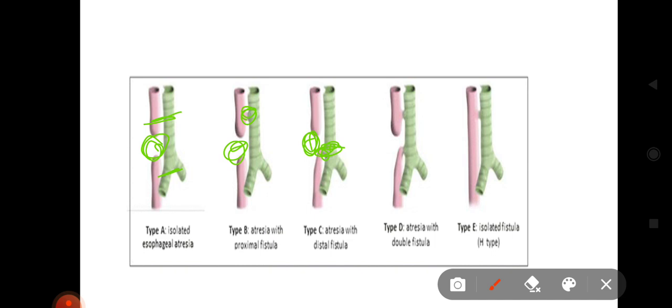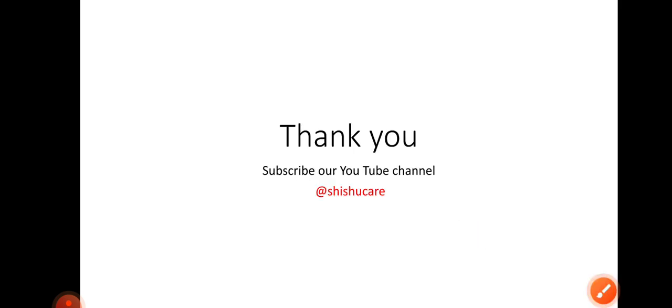Type D is atresia with double fistula. So atresia is also there, and proximal as well as distal fistula is there. So this is type D. And type E is isolated fistula. It's also known as H type, as this H figure appearance is there. So no atresia, the esophagus is normal, but this anastomosis fistula is present. So this is type E or H type.